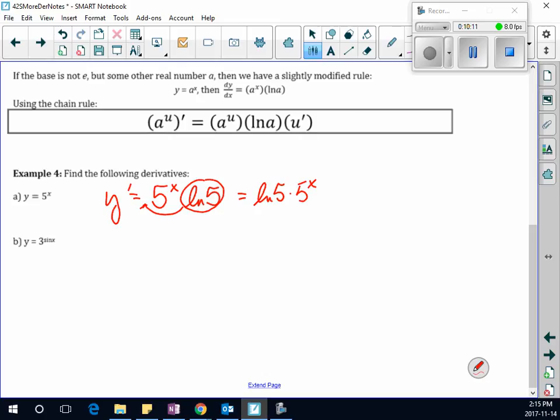So what would we get there? Well, because sine x is not just the usual x, right? So the derivative of 3 to the power something is 3 to the power something, right? And then ln 3. And then you have to do the derivative of sine x, which is cos x. And again, you can have this in any order, right? Or you could have ln 3 cos x times 3 to the power sine x.